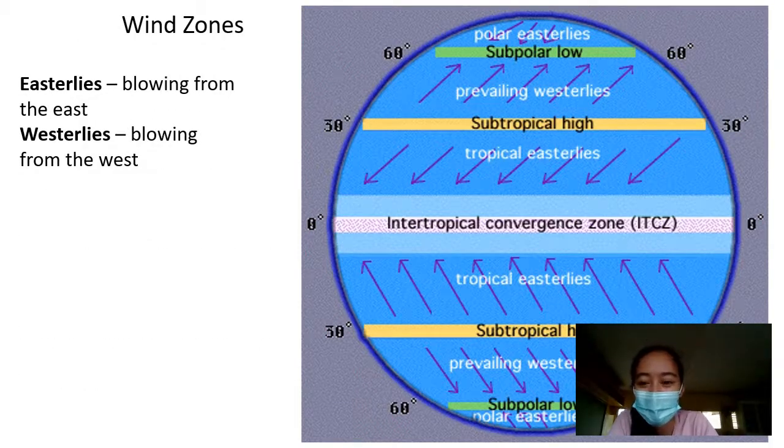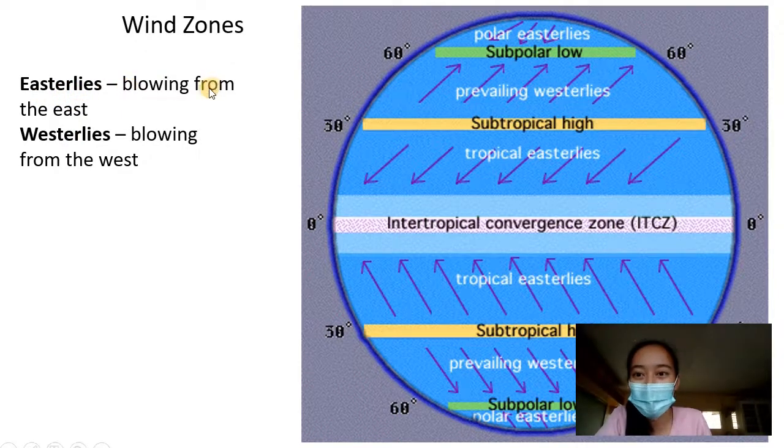So because of that, we have different wind zones on the surface of the Earth. We will understand the kinds of winds by looking at just half of the hemisphere. In the middle is the intertropical convergence zone, and here we will focus on the upper hemisphere. So there are specific types of winds, namely easterlies and westerlies. When we say easterlies, these are winds that blow from the east.